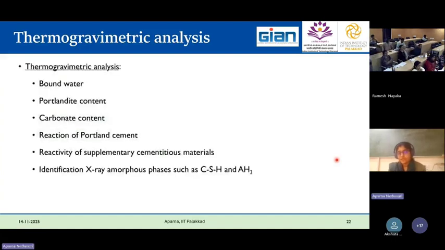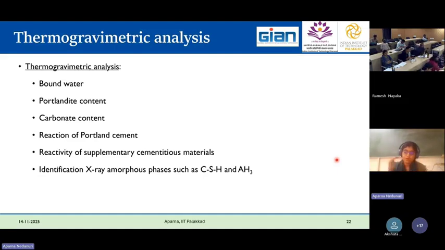So we understood that from thermogravimetric analysis, we can see at what different temperatures we have how much weight loss, and what that weight loss corresponds to. Is it due to loss of water, or is it due to loss of CO2? That is what we can understand. Depending on that, we can back calculate how much total water is held within the system during hydration, and that water we call bound water.